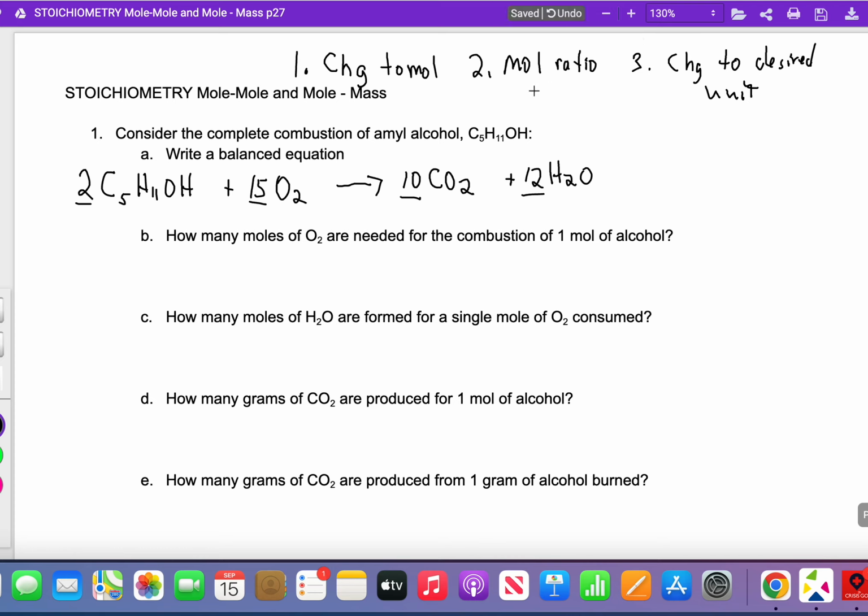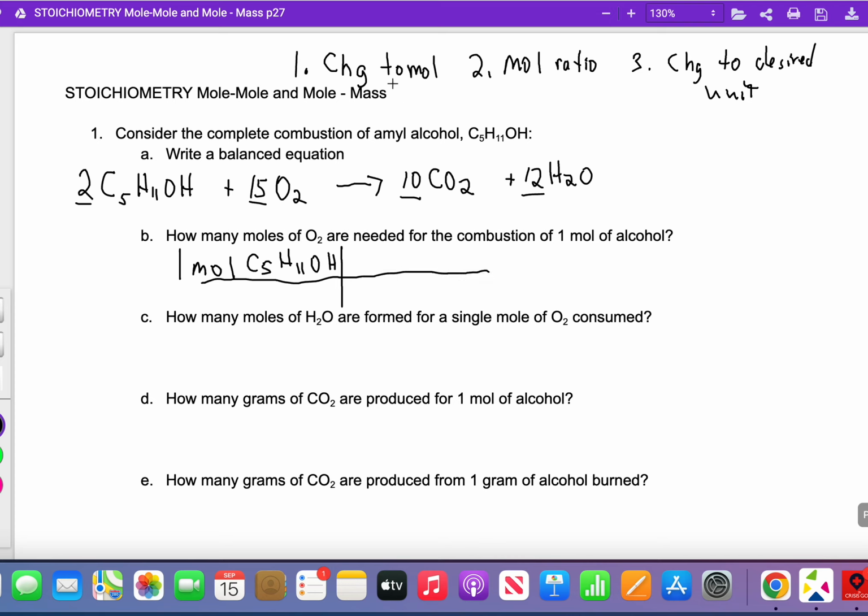Now, you don't always have to use all 3. Let me give you an example here. This problem says, how many moles of O2 are needed for the combustion of 1 mole of alcohol? So I'm going to write 1 mole, and then you have to know which one's the alcohol. Well, the alcohol is the C5H11OH. You draw the picket fence.